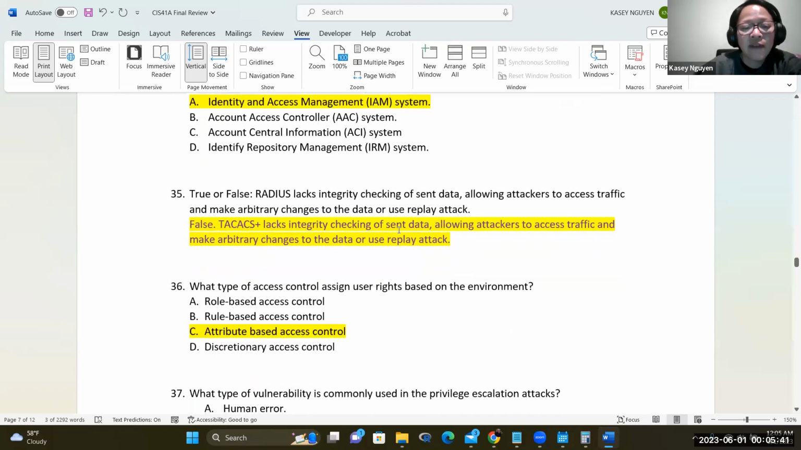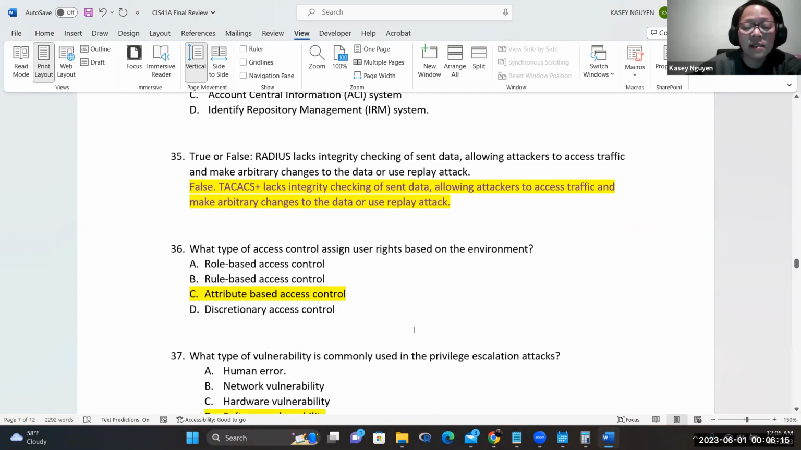So false for 35. 36. What type of access control assigns user rights based on the environment? And when you're looking at this question, you need to focus on the keyword here, which is environment for user rights. So environment will point to attribute. The other options are role-based and discretionary, so none of that has relation to environment. So attribute-based access control is needed for number 36.